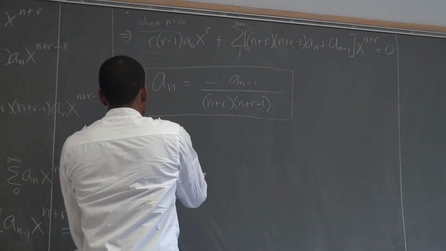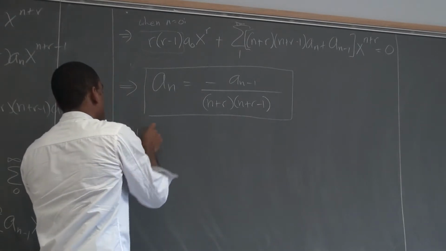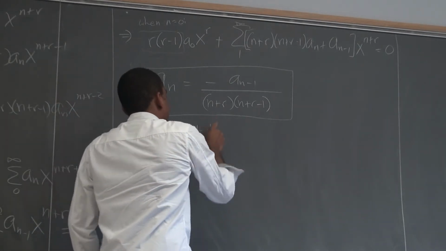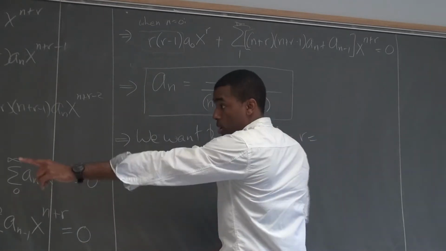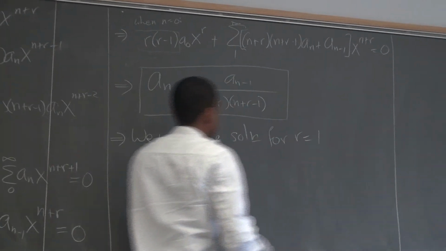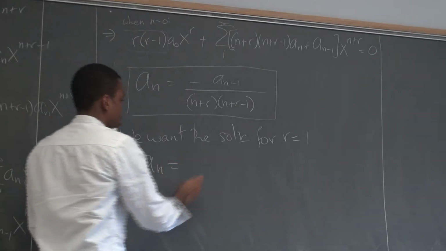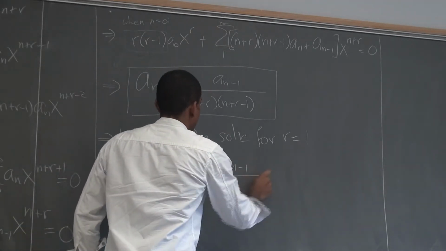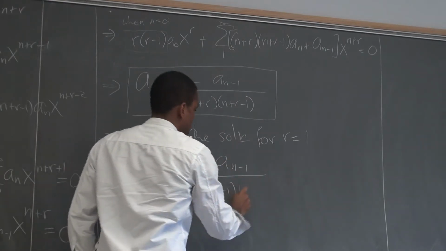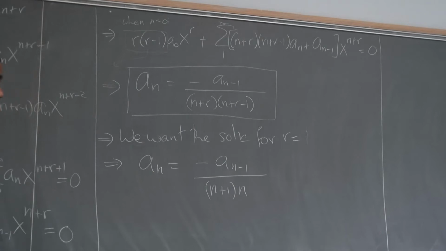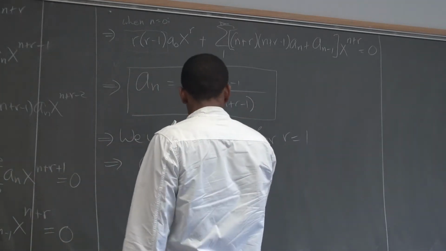So here, notice your A0. Now we want the solution for r equals, we already found both roots. We found 0 and 1. I only want the one for r equals 1. So I'm going to take this as my solution. R equals 1 gives me n plus 1. Plug in r equals 1, this gives me n.